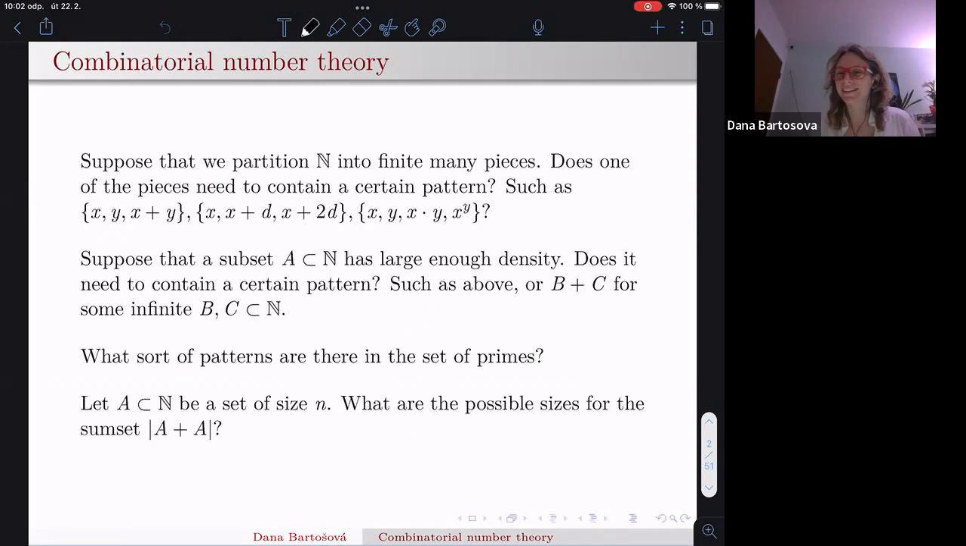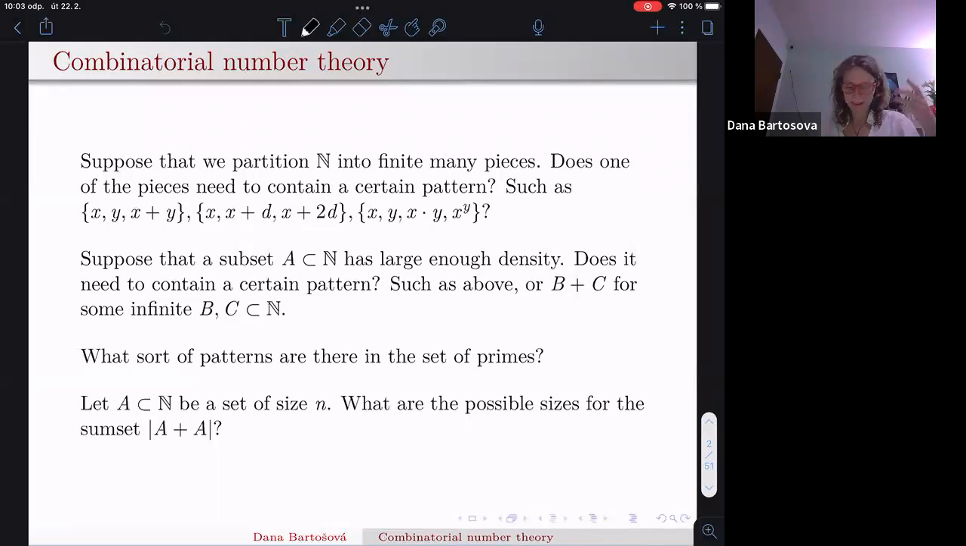Has anybody heard about combinatorial number theory before? Okay, it's a good area. Okay, great. So please correct me if I say something wrong. It's a catchy name because it has number theory in it, so it's good to put it in your proposals when you're asking for something.